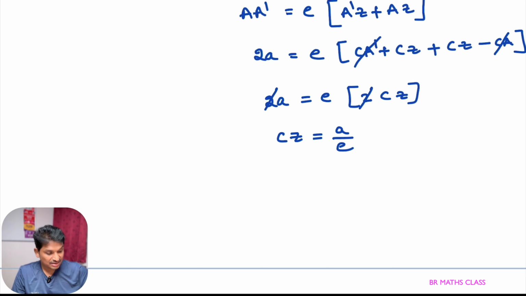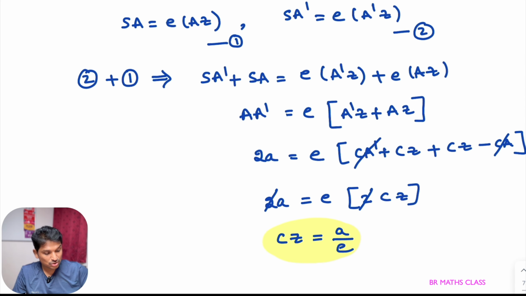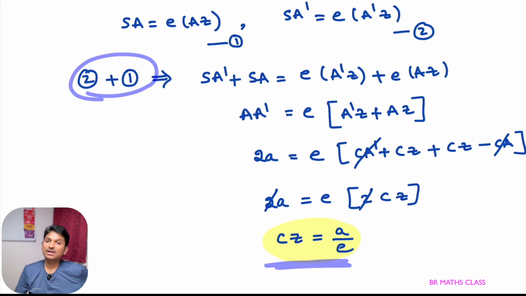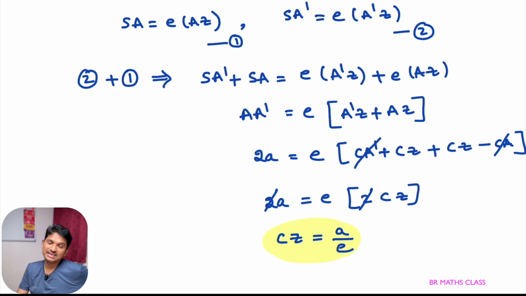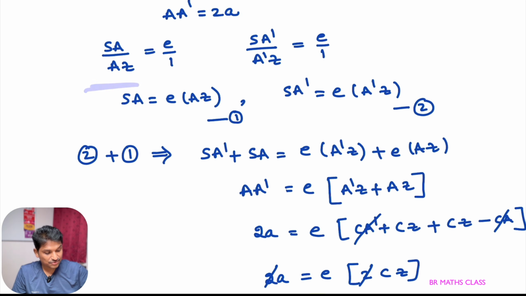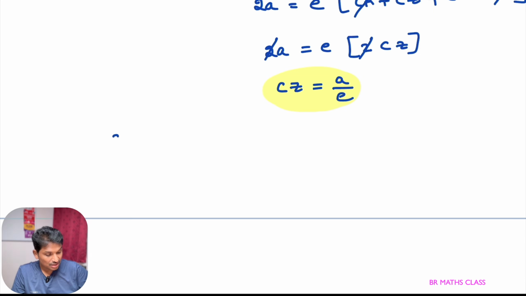Okay, CZ is A divided by E. This is one crucial thing. When we add equation 2 and equation 1, I got CZ. Now what I'll do, equation 2 minus equation 1, I'll get CS. Second part starts from here. In the second part, we will get SA dash, two equations. We'll add equation 2 and equation 1, and we'll subtract equation 2 and equation 1. When we add equation 2 and equation 1, we got CZ. Now you subtract equation 2 minus equation 1.